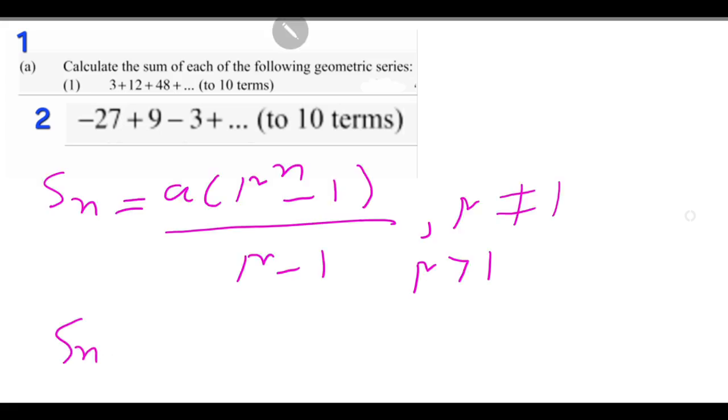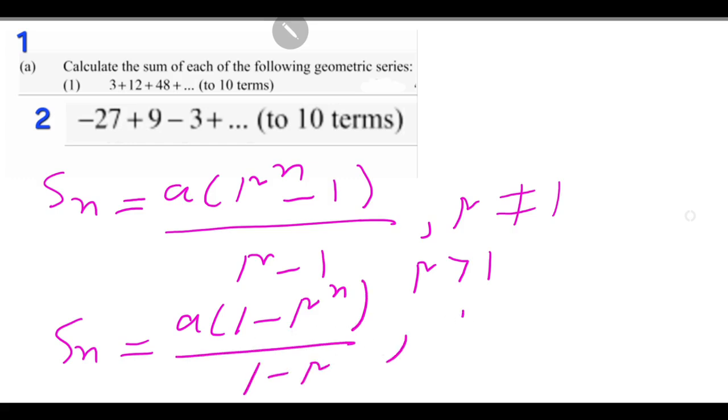Remember, we have two formulas for Sn. One is used if R is greater than 1, and one if the ratio R is less than 1. You can use any one, since both formulas are equal to each other. The second formula is Sn equals A times (1 minus R to the power n) over (1 minus R), where R should not be equal to 1, and this one we use when R is less than 1.